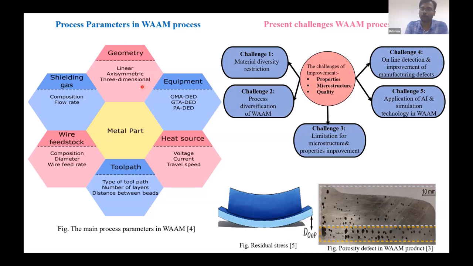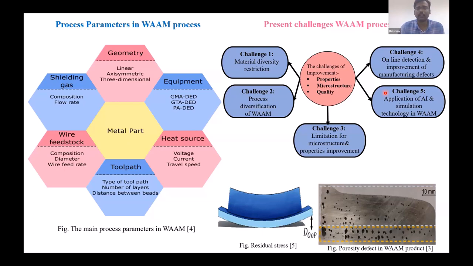Based on the geometry of the structure, we'll be designing the tool path strategies, and also the gas flow rate. The shielding gas we are using: how it cools, at what faster rate it can cool, and how it interacts with the deposited molten droplet. And some of the present challenges, if we see, are material diversity.